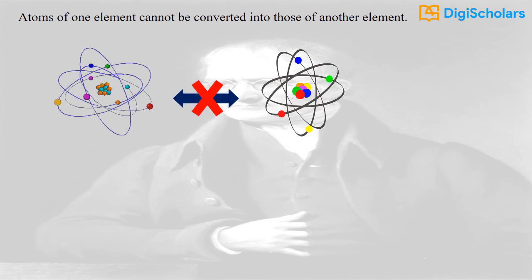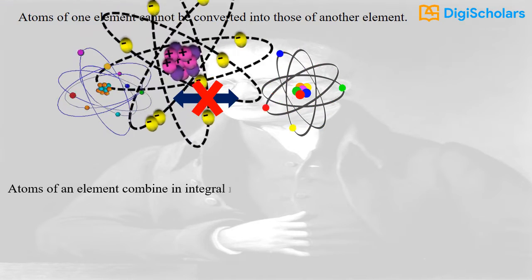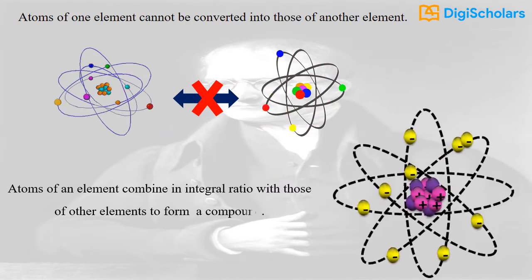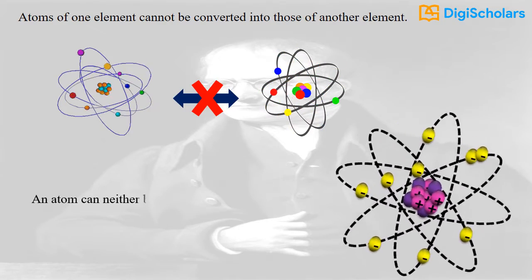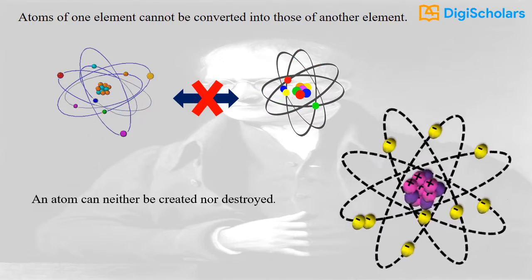Atoms of one element cannot be converted into those of another element. Atoms of an element combine in integral ratio with those of other elements to form a compound. An atom can neither be created nor destroyed.